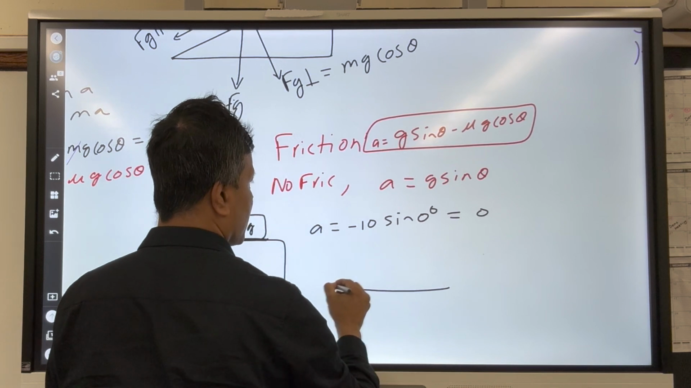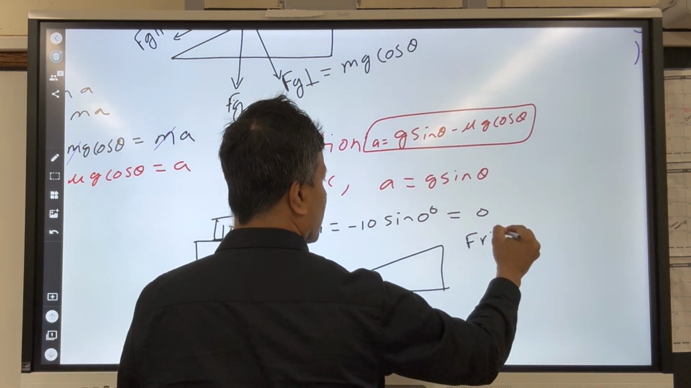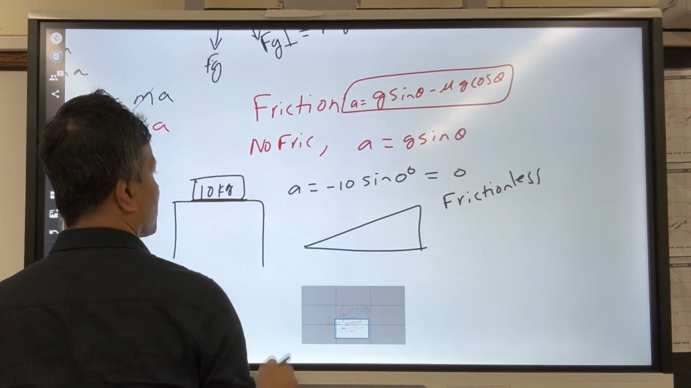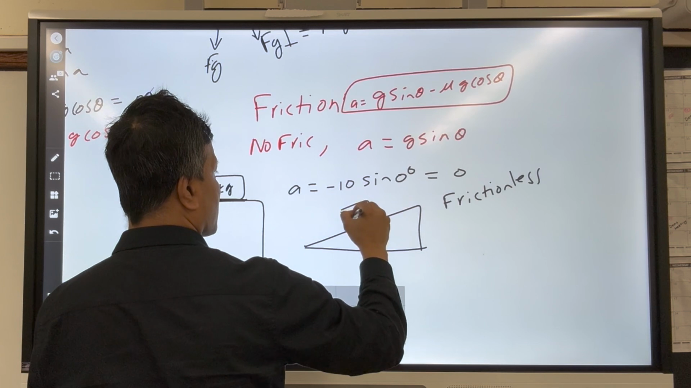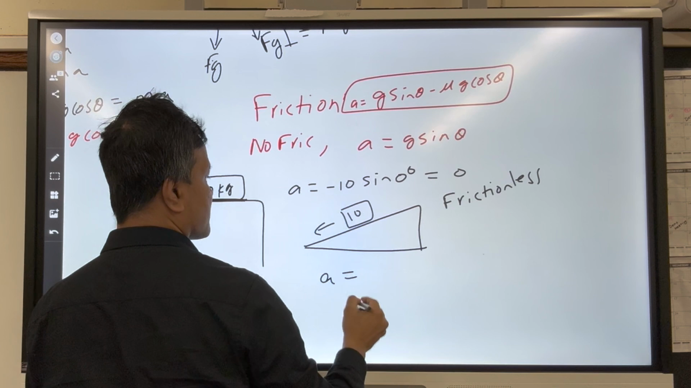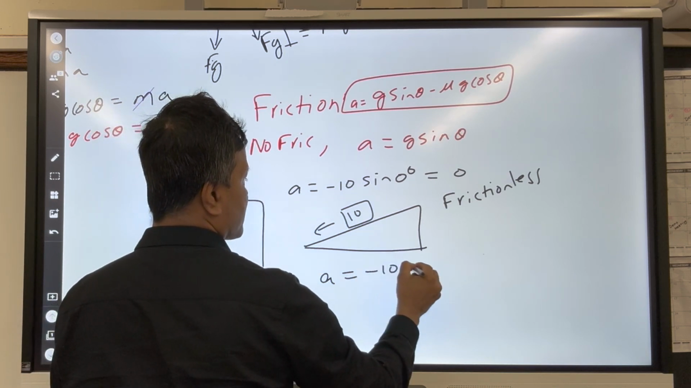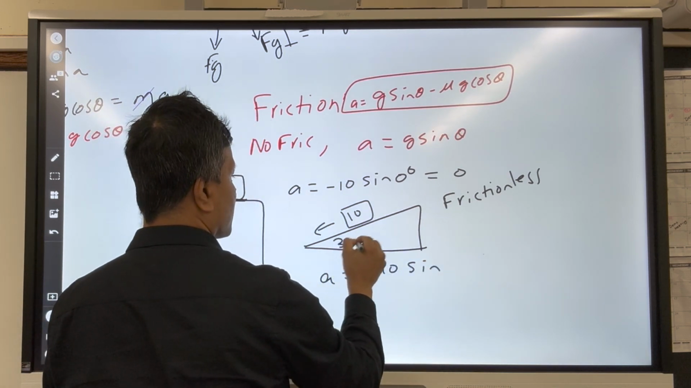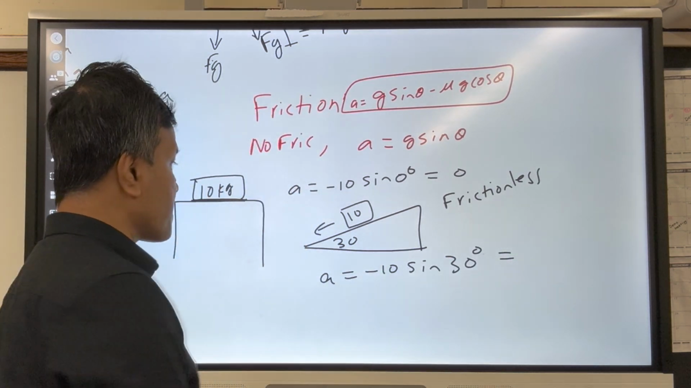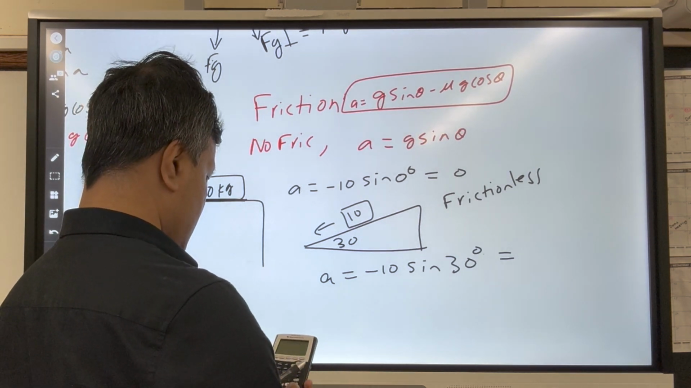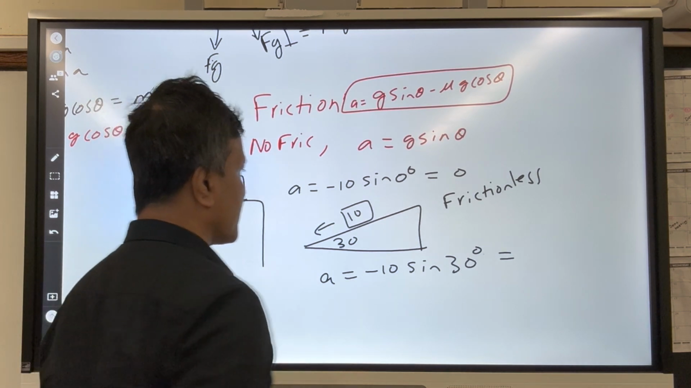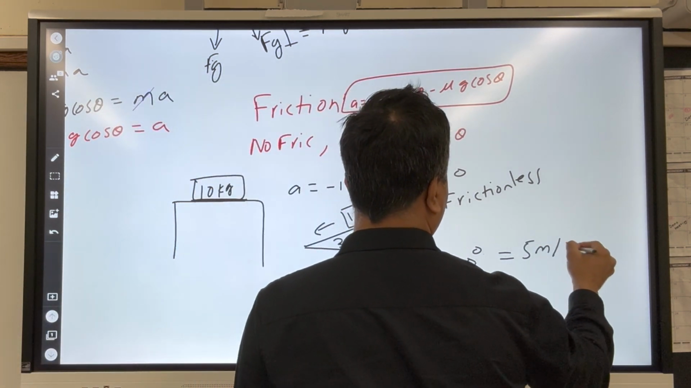But if you put it over here, say this is frictionless, this 10 kilogram box is sliding this way. Acceleration would be negative 10 sine, let's give you 30 degrees. So negative 10 sine 30, and that is 5 meters per second squared.